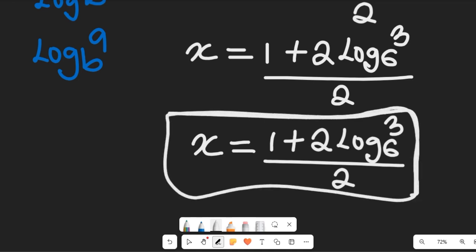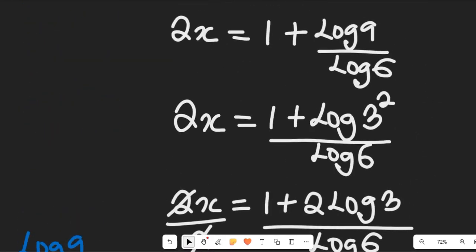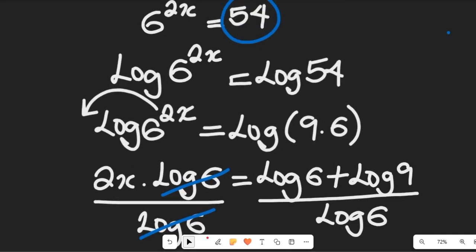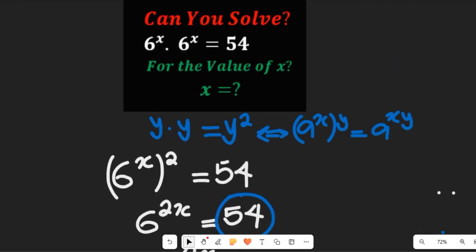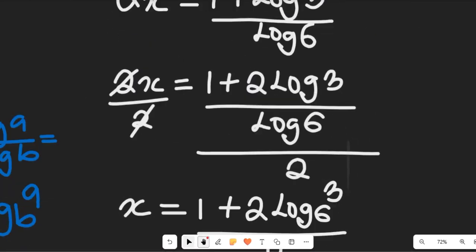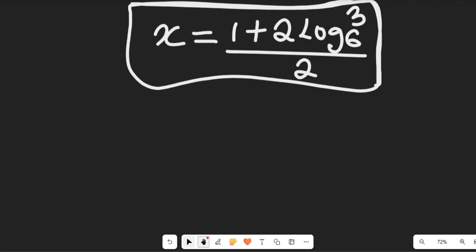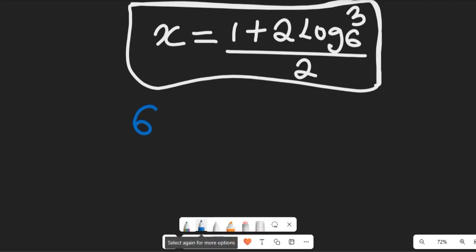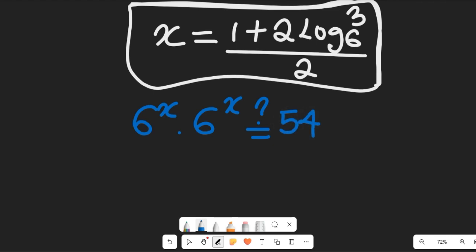Now let's check to see if our solution is absolutely right. We are given 6 to the power of x multiplied by 6 to the power of x equal to 54. So if we insert the value of 6 to the power of x into that expression, can we have 54? Let's have 6 to the power of x multiplying 6 to the power of x. Will it be able to give us 54? Now let's test this out.